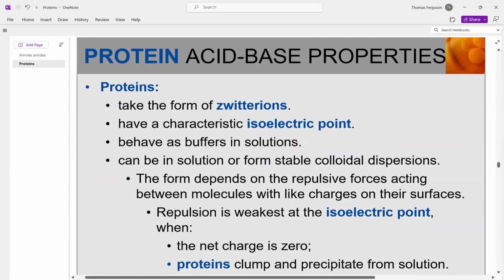Now, when we talk about proteins, 50 or more amino acids, they take on the characteristics of the amino acids and the characteristics of the functional groups coming off of the amino acids. There's 20 different versions. So proteins, polypeptides, and peptides all have an isoelectric point. All three also take the form of a Zwitter ion.